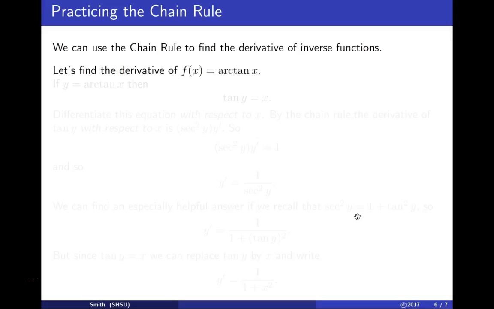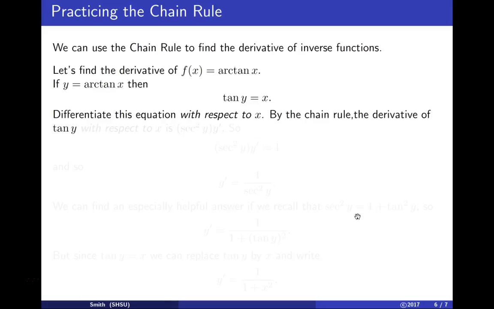We can use the chain rule to find derivatives of inverse functions. If I have something like the arctangent and I want to take its derivative, there's a little trick I can do. I can rewrite an inverse function. If y is the arctangent of x, then x is the tangent of y, and I can differentiate here immediately, but I have to differentiate this with respect to x. So I'm going to differentiate both sides of this equation with respect to x.